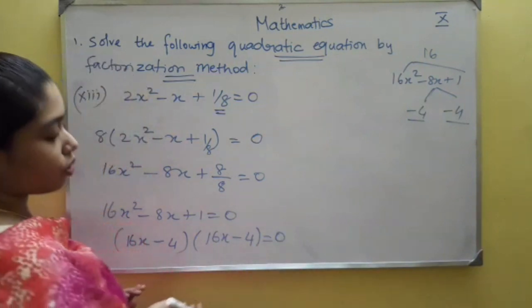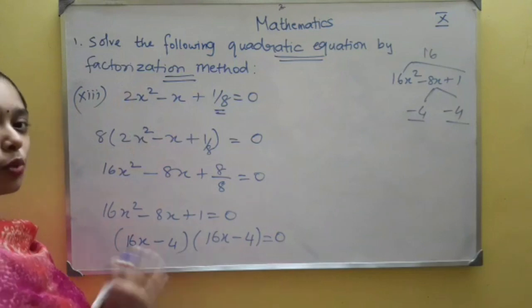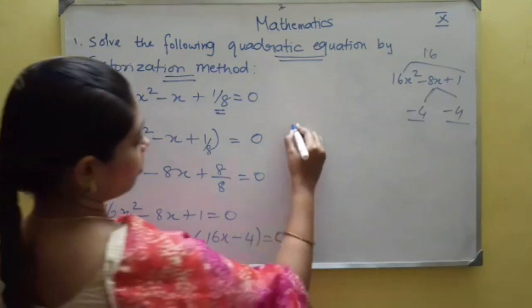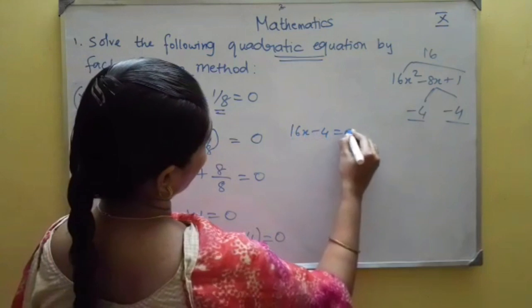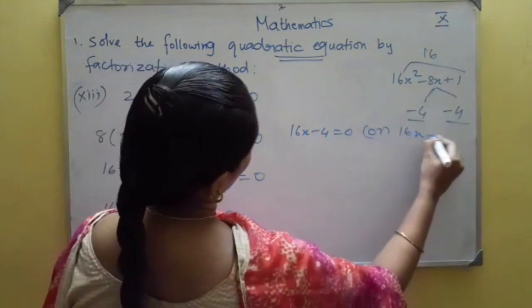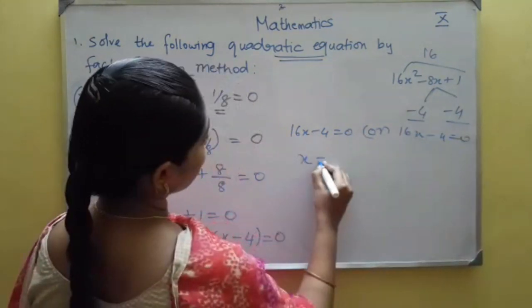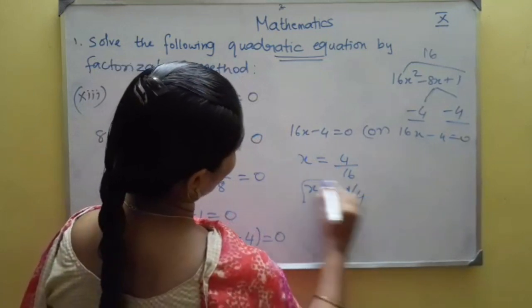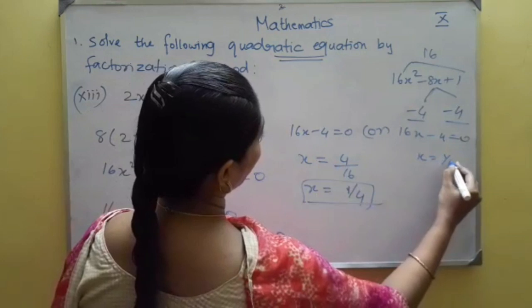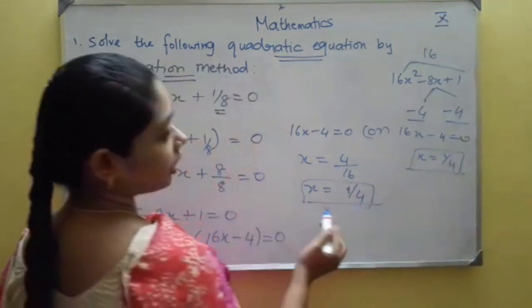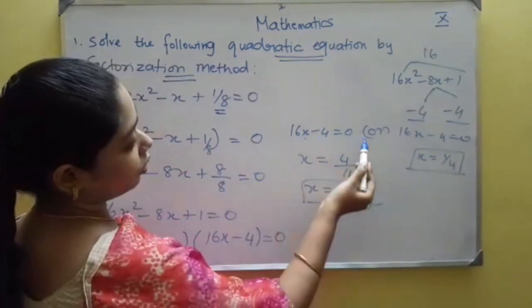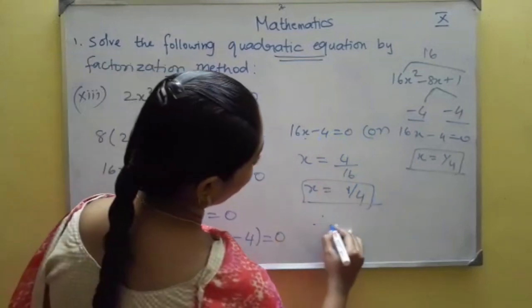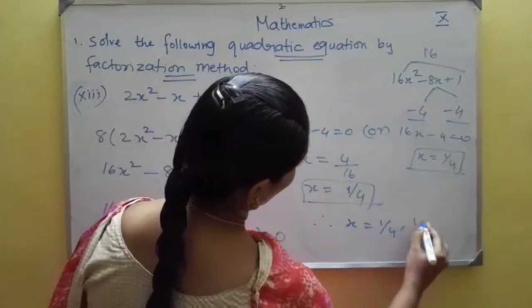For this problem also you are going to get two solutions, both are one and the same. So 16x minus 4 equal to 0 or 16x minus 4 equal to 0. Anyways, x is equal to 4 by 16, which gives me 1 by 4. So here also I will get x equal to 1 by 4. I think you can easily identify this: 16x equal to 4, x equal to 4 by 16. Therefore your x value is 1 by 4 comma 1 by 4.